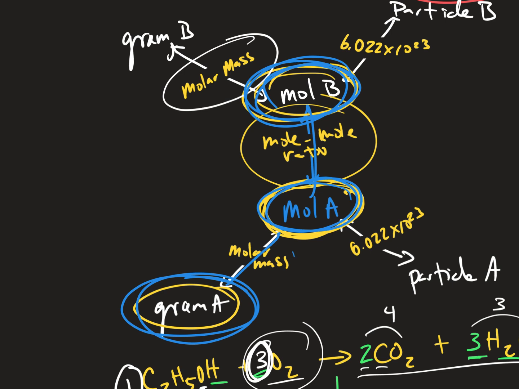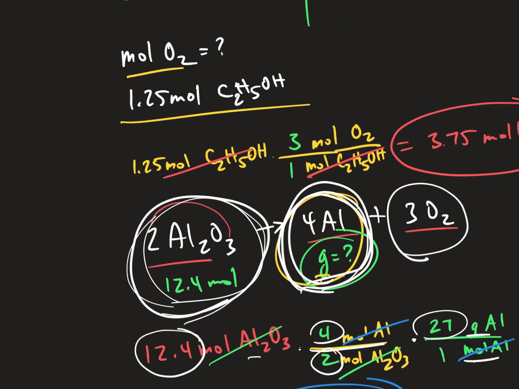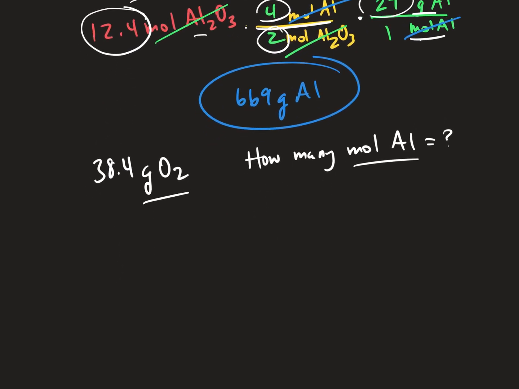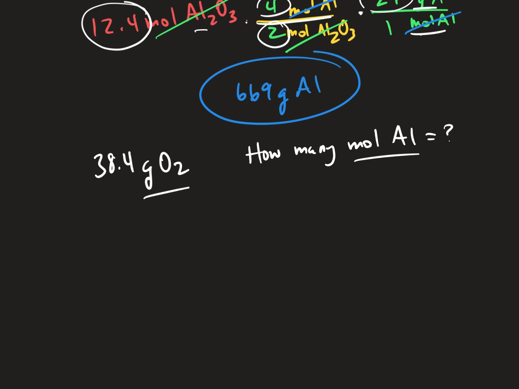So we're going to use the molar mass to convert to moles of oxygen, and then the mole-to-mole ratio to convert to moles of, what are we looking for? Aluminum. So we're going to start with what we know. Always start with what we know.